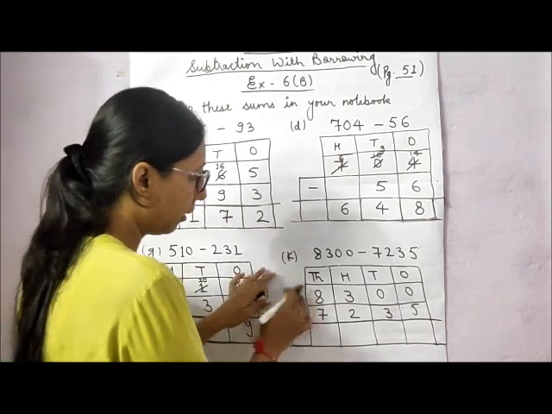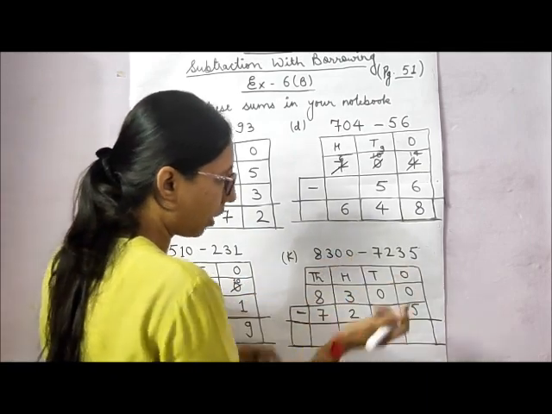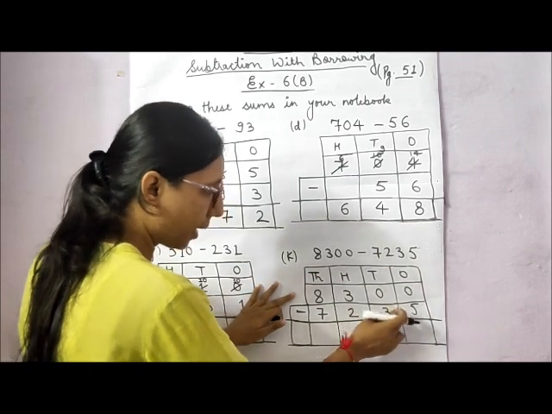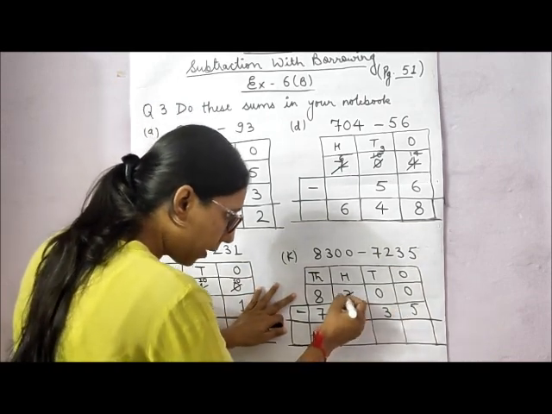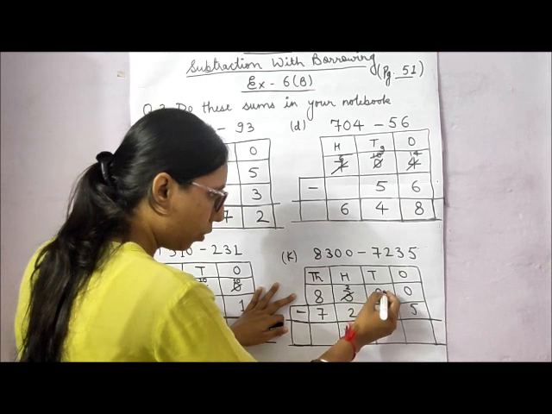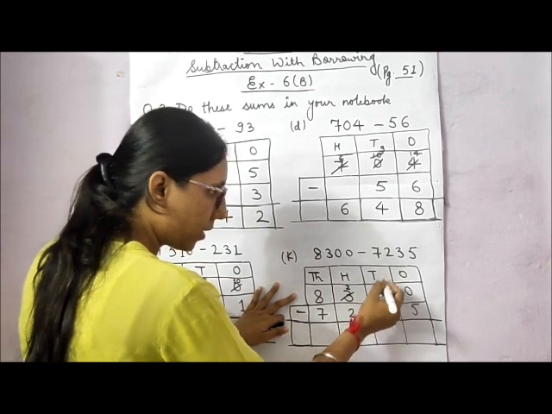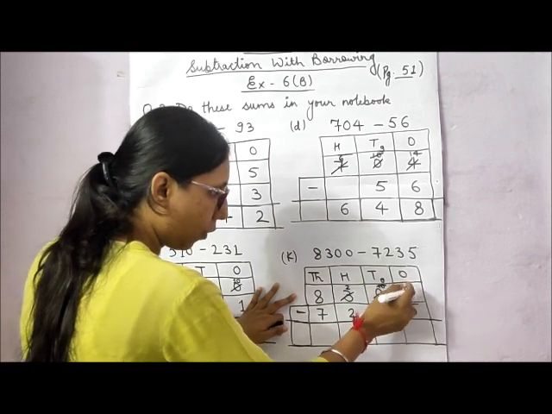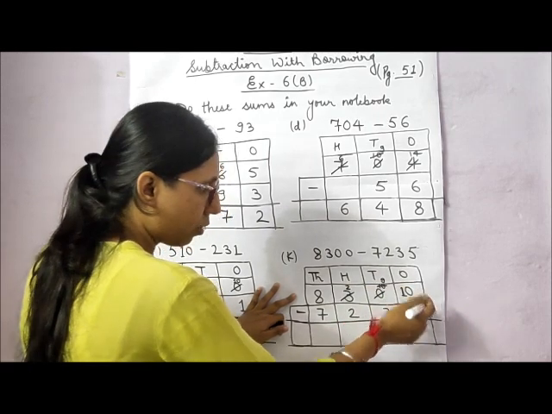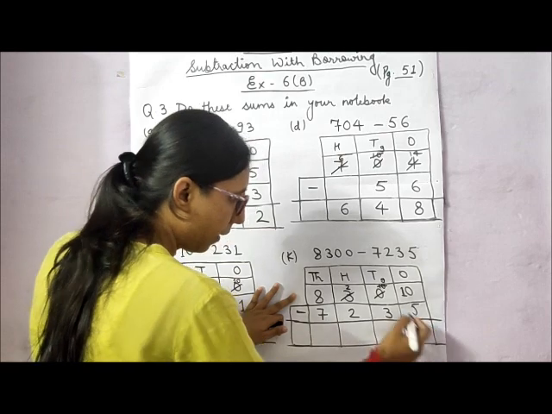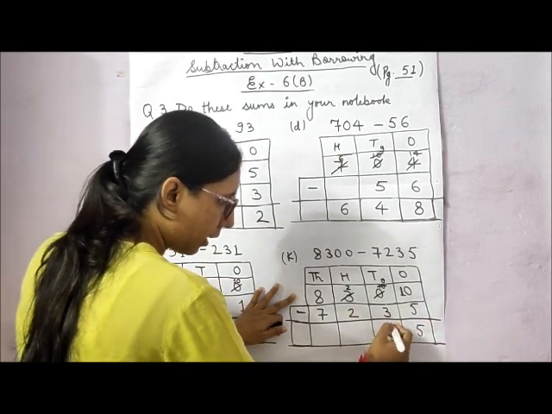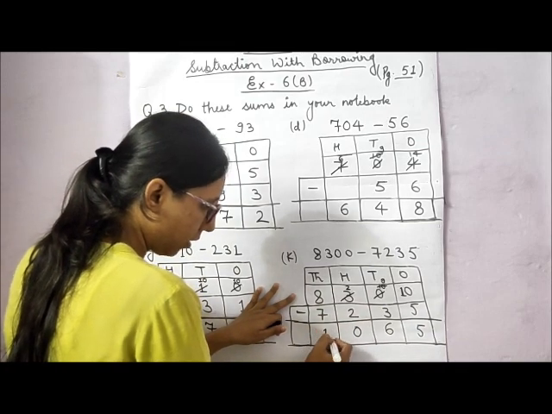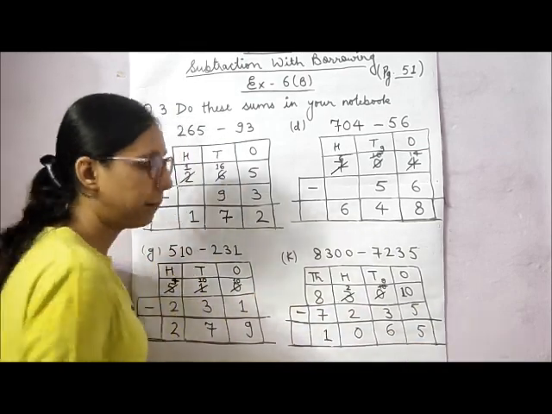In K part, 8300 minus 7235. So 0 minus 5 again not possible. 0 minus 3 भी possible नहीं है. हमें hundreds की place से borrow लेना है. यहाँ हो जाएगा 2. This 0 will become 10. अब इस 10 से हम इस 0 को borrow देंगे तो 10 की जगह हो जाएगा 9. And this 0 will become 10. So 10 minus 5 is 5. 9 minus 3 is 6. 2 minus 2 is 0 and 8 minus 7 is 1. So 1065 is the answer.